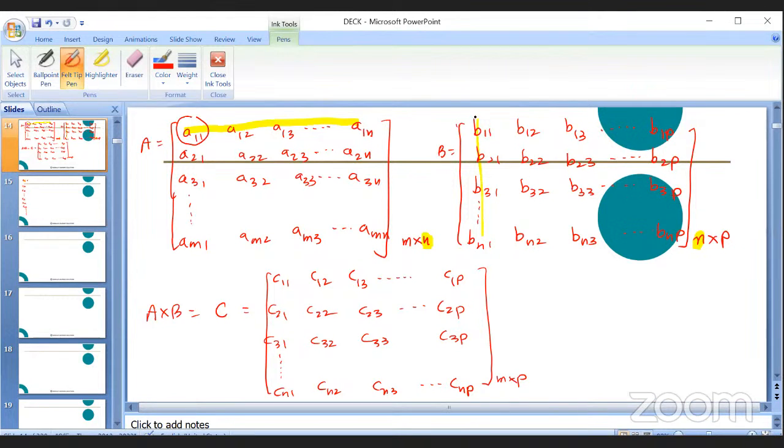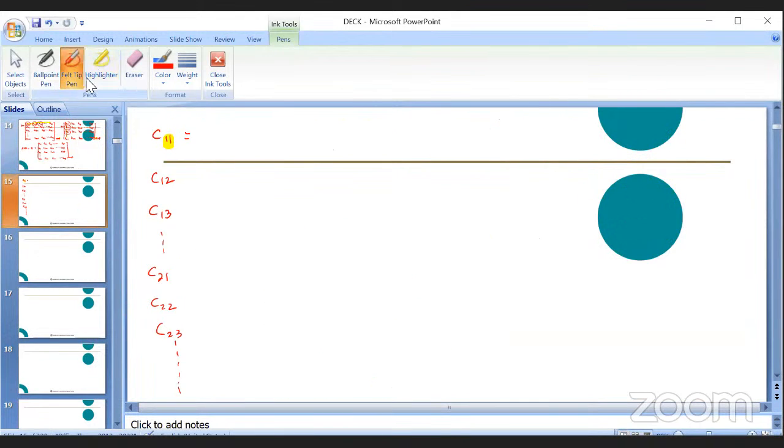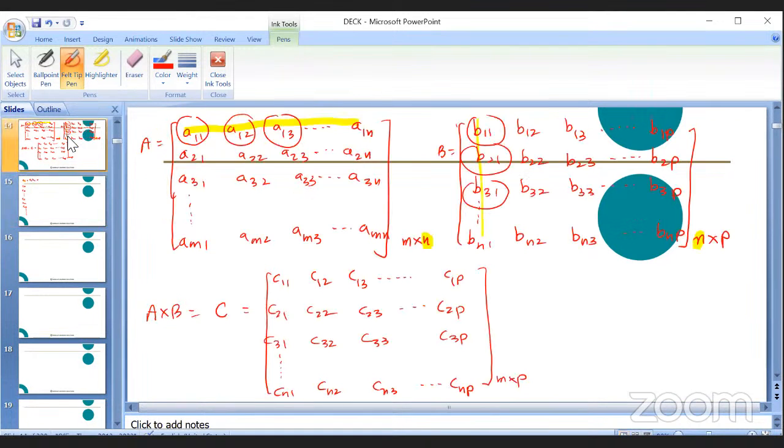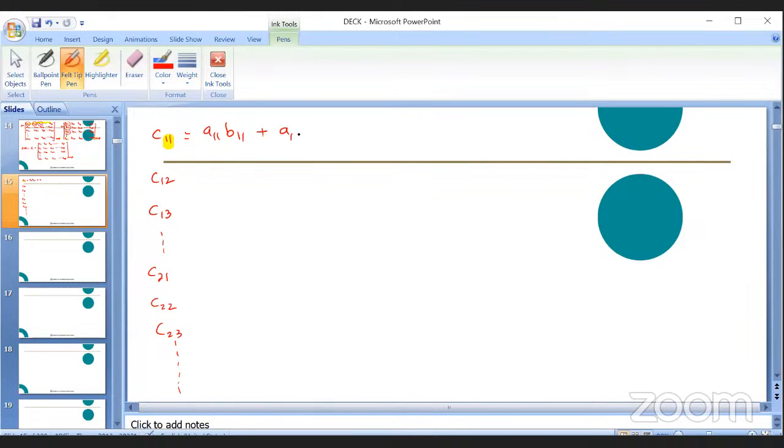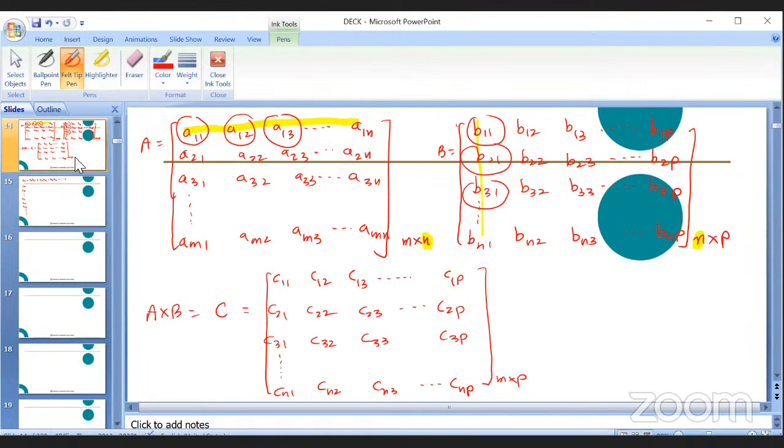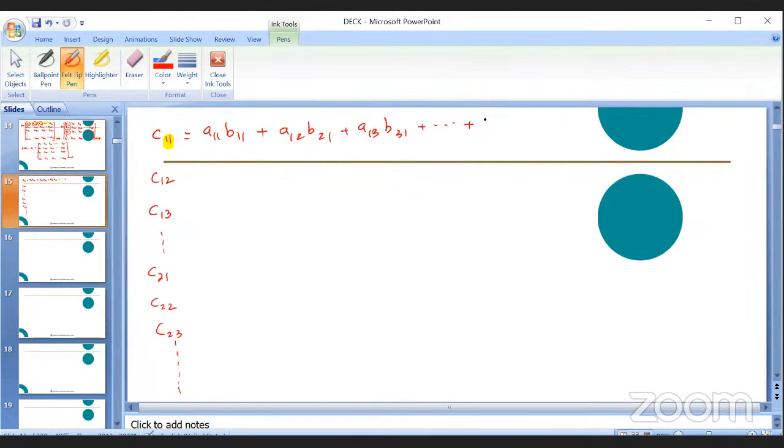A11 you have to multiply with B11, A12 with B21, A13 with B31, like that. And add A11 B11. Next what? A12 B21. A13 B31. So on. What will be the last one? A1n Bn1. How will you get C12?